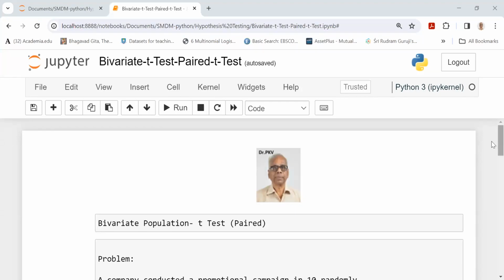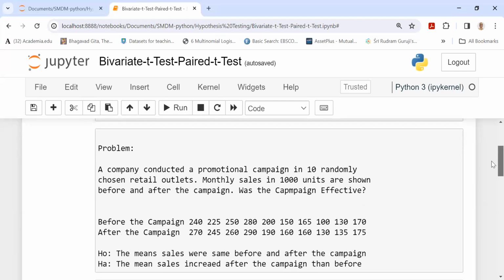Dear friends, in this video, we will look at an application that involves bivariate population t-test, which are paired. In other words, we have got two populations that are related in some way. And we can apply the t-test in a nice way and interpret the results. Let's look at the problem.